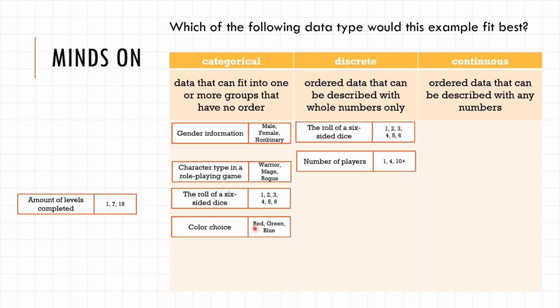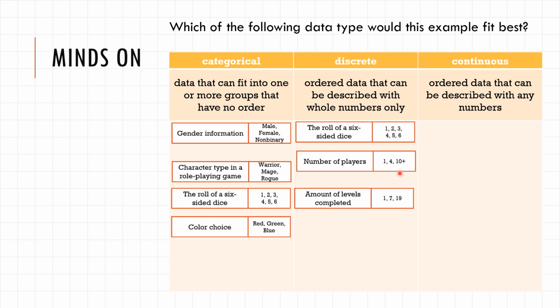The amount of levels that a player has completed in some sort of game. Maybe this player has completed 1 level, maybe they've completed 7, maybe they've completed 19 levels. What sort of data type would you say this is? Categorical, discrete, or continuous?